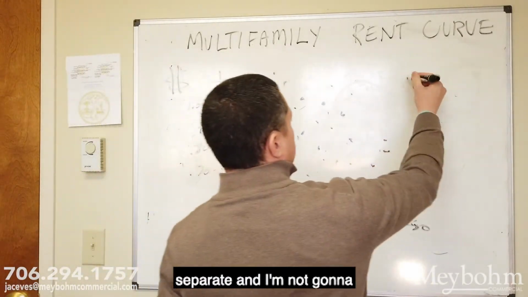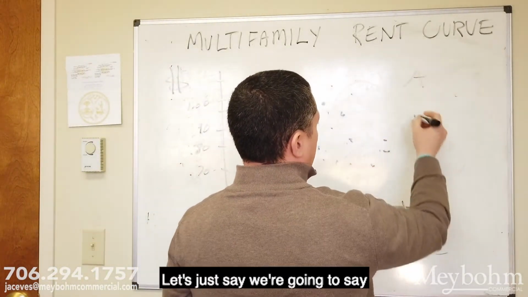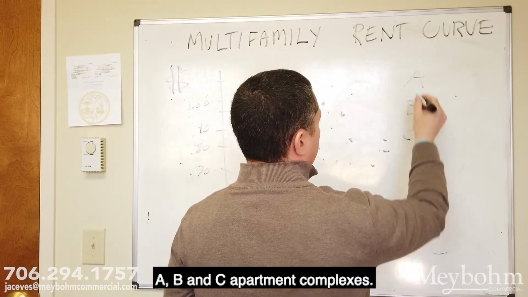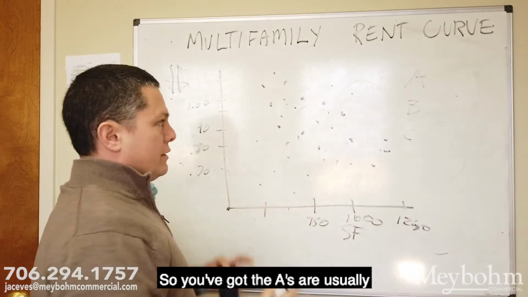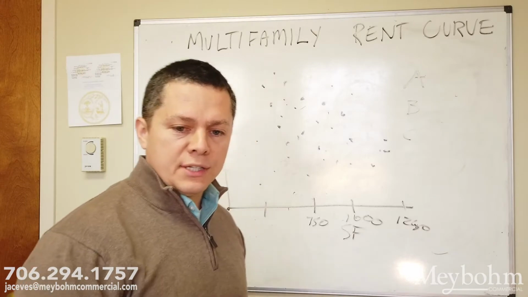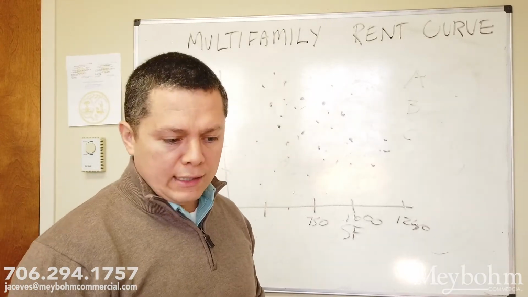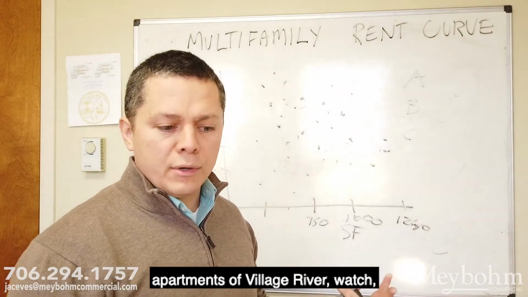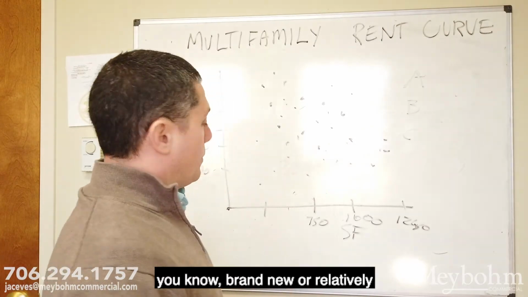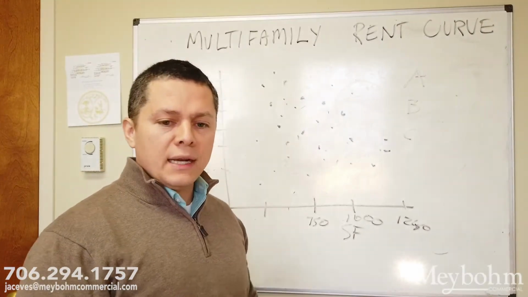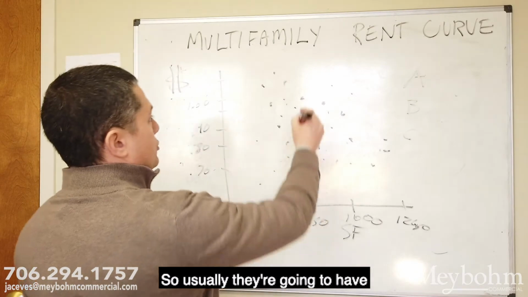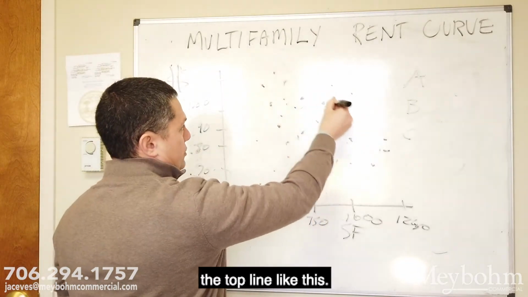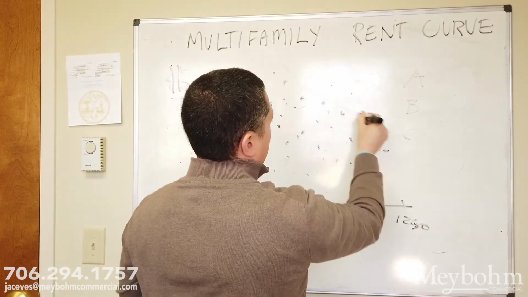So let's say we're going to separate, and I'm not going to use colors here, A, B, and C apartment complexes. The A's are usually brand new complexes. Think of Crane Creek. Think of the new apartments at Village at Riverwatch. Brand new or relatively new, amenitized, they're really nice. So usually they're going to have the top line like this.